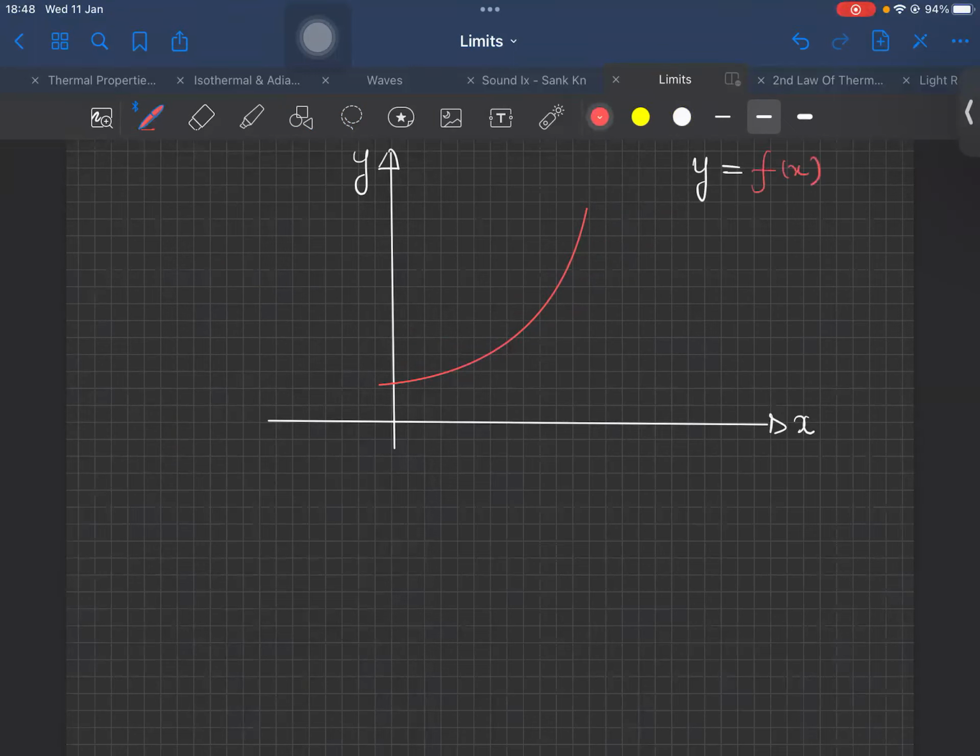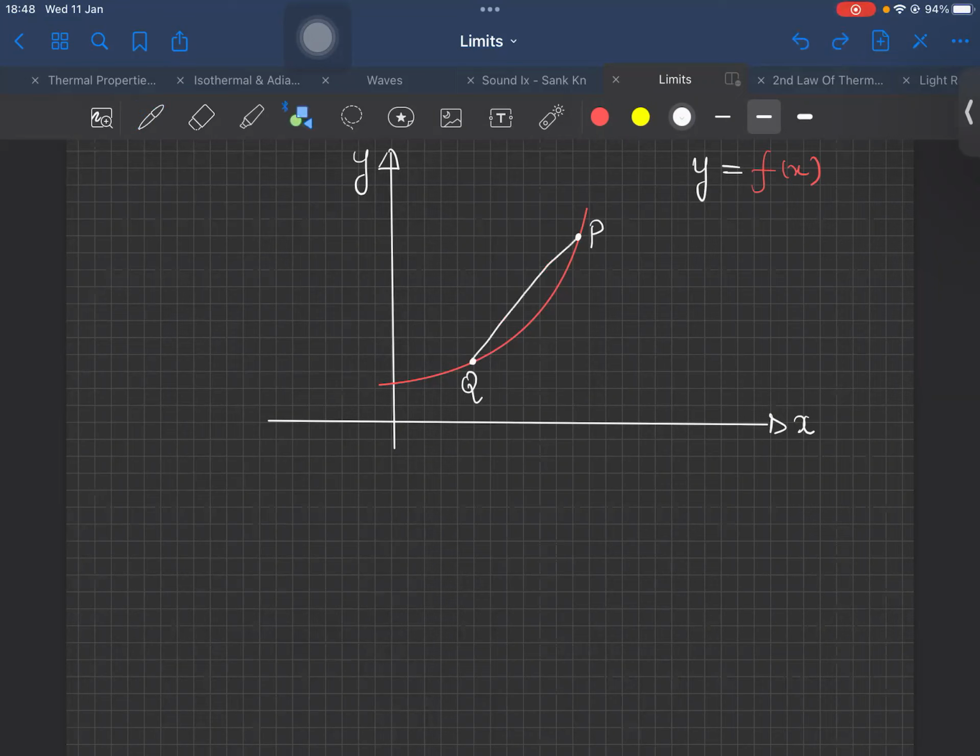Y is equal to f of x for this function. Okay, so the function is defined by f of x. Now we can always calculate the average slope using the same method. Let's say we take 2 points on the curve, point P and point Q.